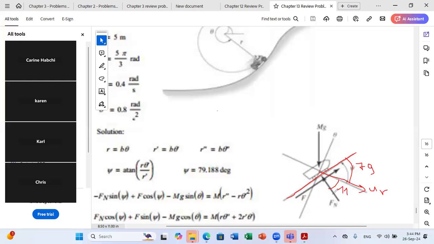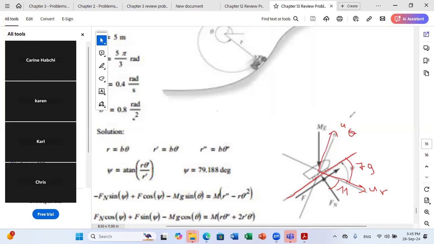So when I want to project my normal force, it will have a negative projection along UR, so minus Fn cosine 11. And it will have a positive projection along U theta, so plus Fn sine 11. This is the whole idea. And I will do the projections also for the driving force.